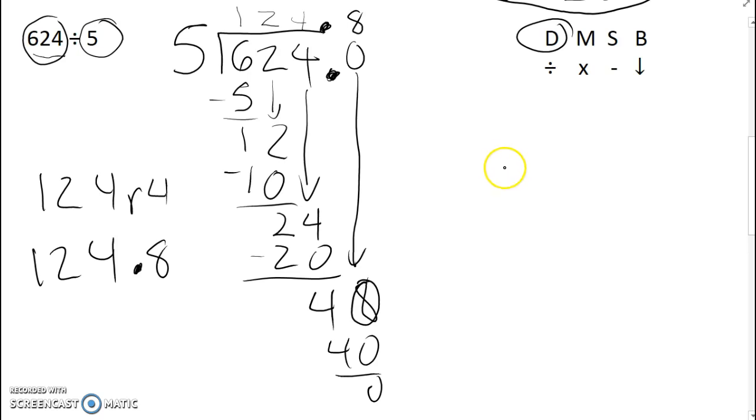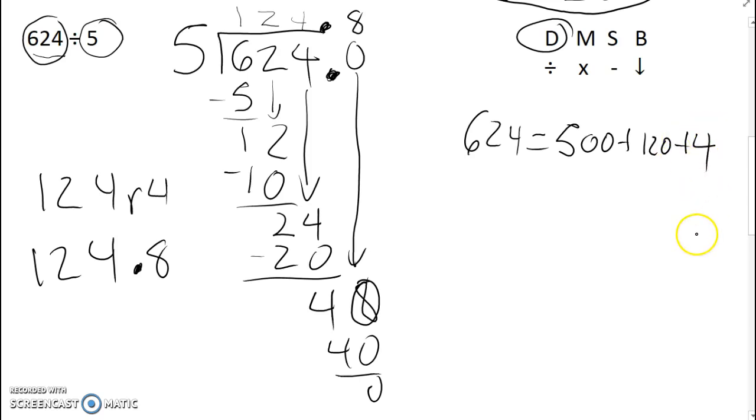Okay, let's look at this conceptually. Again, I could break up 624 into this. I know that 624 is actually equal to 500 plus 120 plus 4. Now, if I divide each of these by 5, it would be the same as dividing 624 by 5. And I'm going to get roughly the same thing. Not roughly, I'll get the exact same thing.